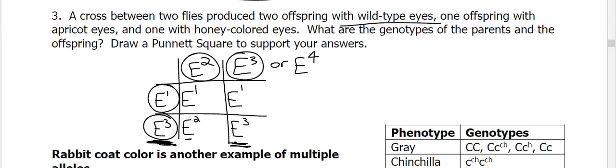So what are the genotypes of the parents? The genotypes of these parents, then, I have an E2, E3, and an E1, E3. But again, those can change. One of them can be an E4.